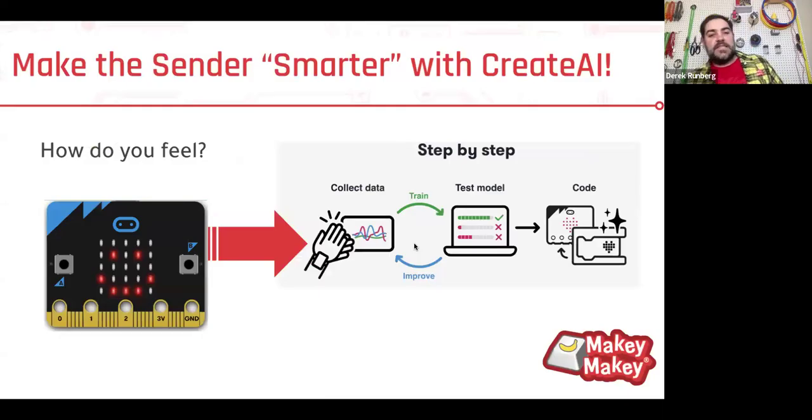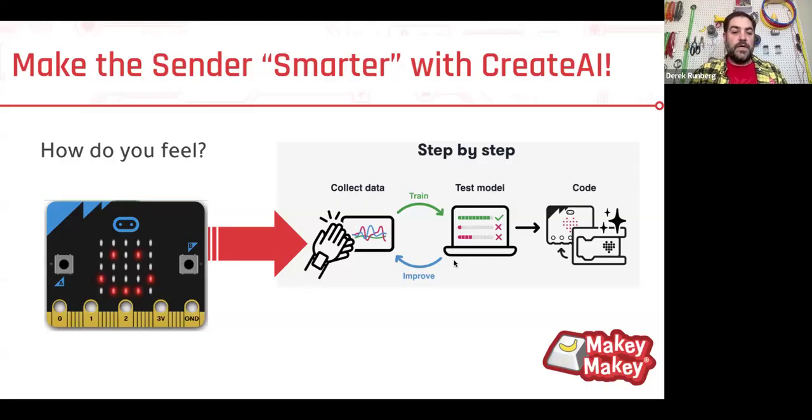So how do we make this sender, the transmitter part, the remote part, smarter? And the big part of that, why we're all here, is CreateAI. You can see the diagram there that I snatched from their website. We're going to go through this process for the rest of this workshop: collecting data with the microbit, then training a machine learning model, then improving it if we need to, and then implementing it in code to interact with our little remote control here.